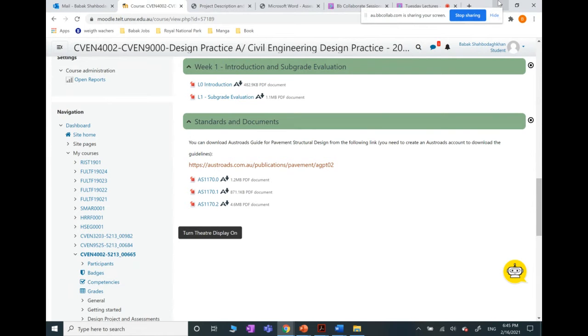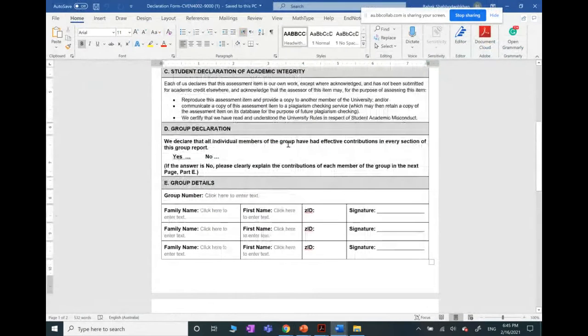There are 3 tasks in the final design report. If we choose to make it a group work, is it okay that one person takes one single task? No, this is not possible. As I mentioned in the declaration form, all individual members of the group should have effective contribution in every section.